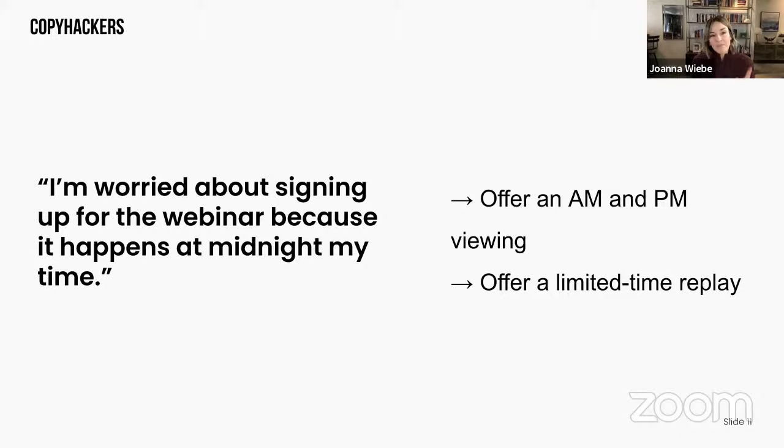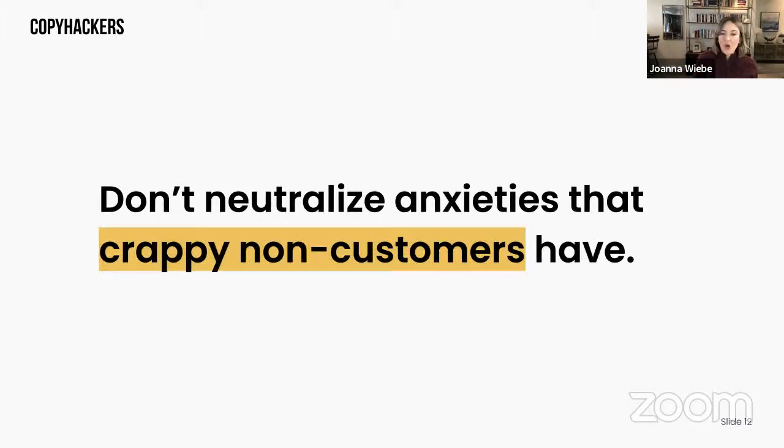Now I want to make it clear though, that this is an actual objection potentially, or an anxiety from a person who's indicating they could be a good prospect. We don't want to neutralize anxieties that crappy non-customers have. So it's really easy when you're going through support tickets or listening to VOC to get distracted by VO non-C, as in people who are not actually your customers telling you things. Then you go like, oh, we should change our offer for them.